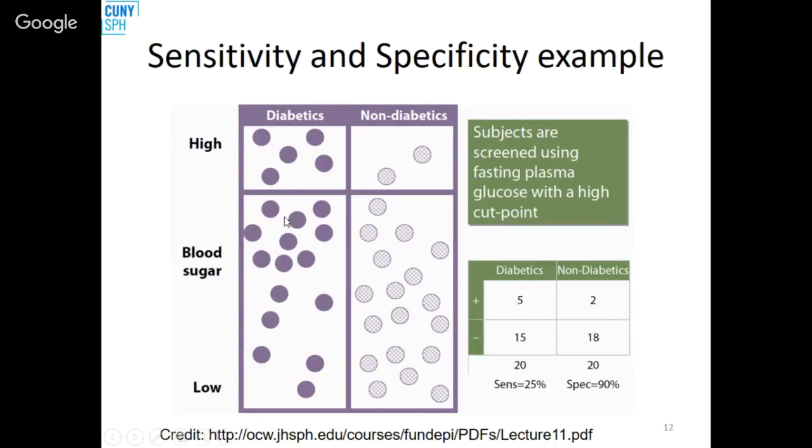So alternatively, you could set a high threshold, and by changing this threshold to something higher, we've lost a lot of sensitivity because we're now only calling 5 out of the 20 diabetics as diabetic, but we've improved on our specificity. So the sensitivity is the accuracy on the positive cases, which is down to 25%, and the specificity is the accuracy on the negative cases, which is now up to 90%.